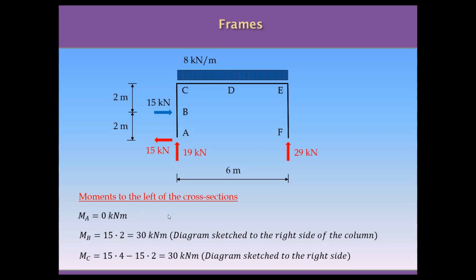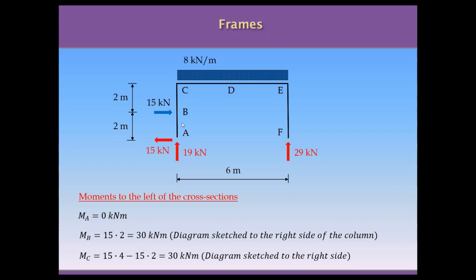using the definition of the moments, doing the summation on one side of the structure, for example, we get the moment at A is equal to 0. The moment at the point B is just the moment produced by the 15 kilonewton horizontal reaction multiplied by 2, and it's positive because it's clockwise. The rotation produces clockwise around B.